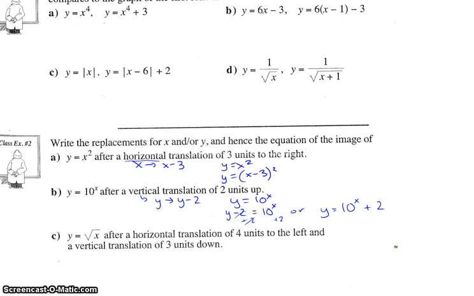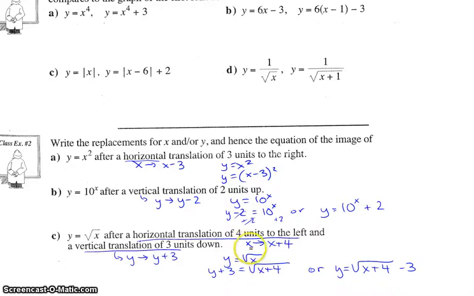Pause your video. Okay, so the replacements would be x gets replaced with x plus 4, y was replaced with y plus 3, and we take the equation and we do those replacements, and we should have y plus 3 equals the square root of x plus 4. And that would be fine as an answer.